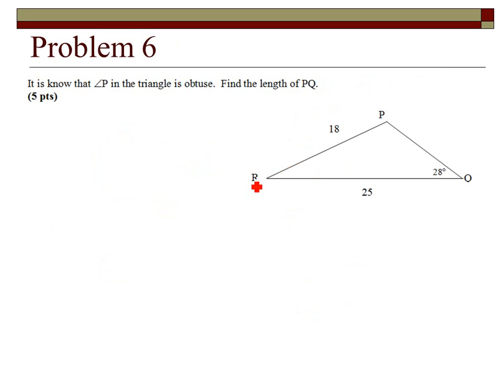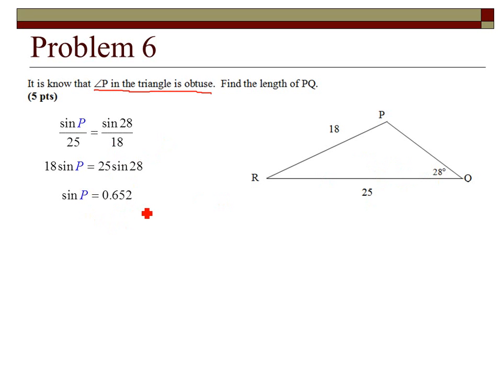Okay, question 6 is really the one that was meant to be for the ambiguous case of law of sines. We're told that angle P in the triangle is obtuse, and that's going to be important because I have a side-side-angle situation. So what I've got is sine of P over 25 equals sine of 28 over 18. So now when I solve for sine of P, cross multiply, we divide by 18, I get sine of P is equal to 0.652. When I do inverse sine, I get 40.7.